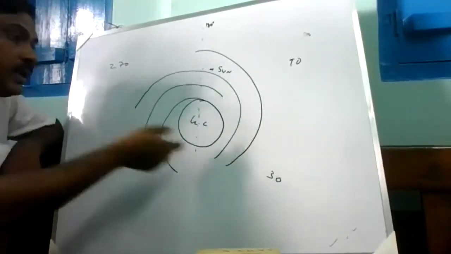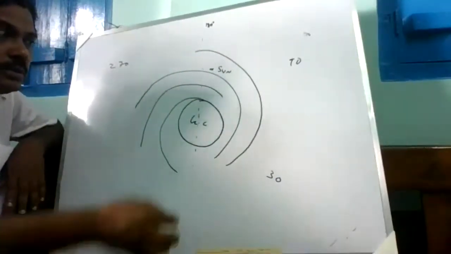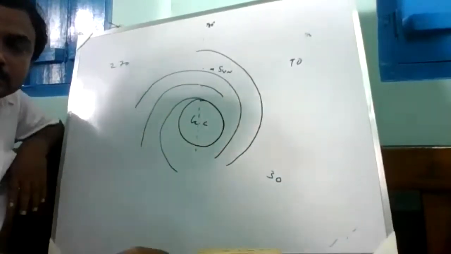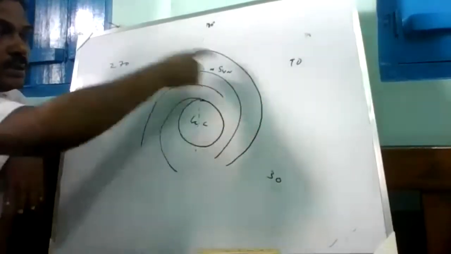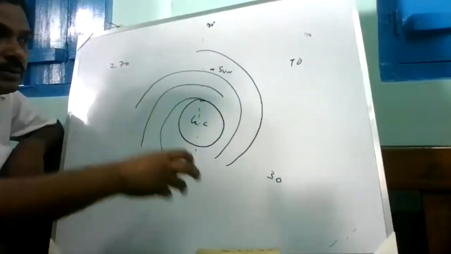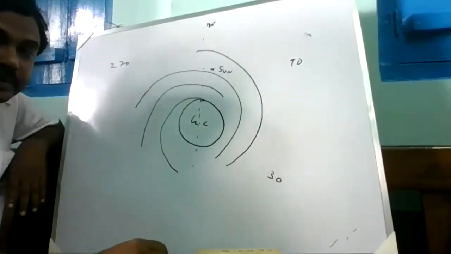The spiral arms are this way. So the galaxy is rotating this way. So the galaxy is rotating clockwise. If it is not rotating clockwise, then this spiral structure will break down.